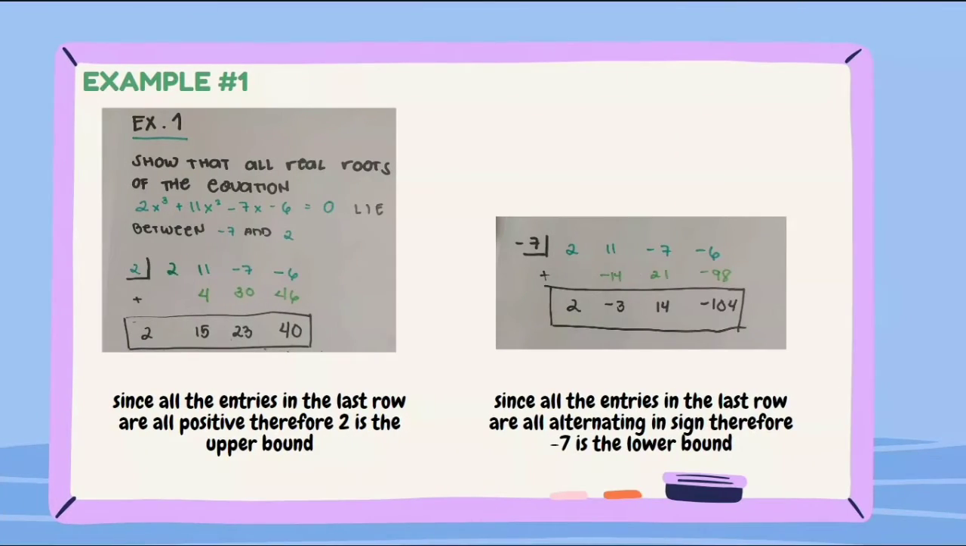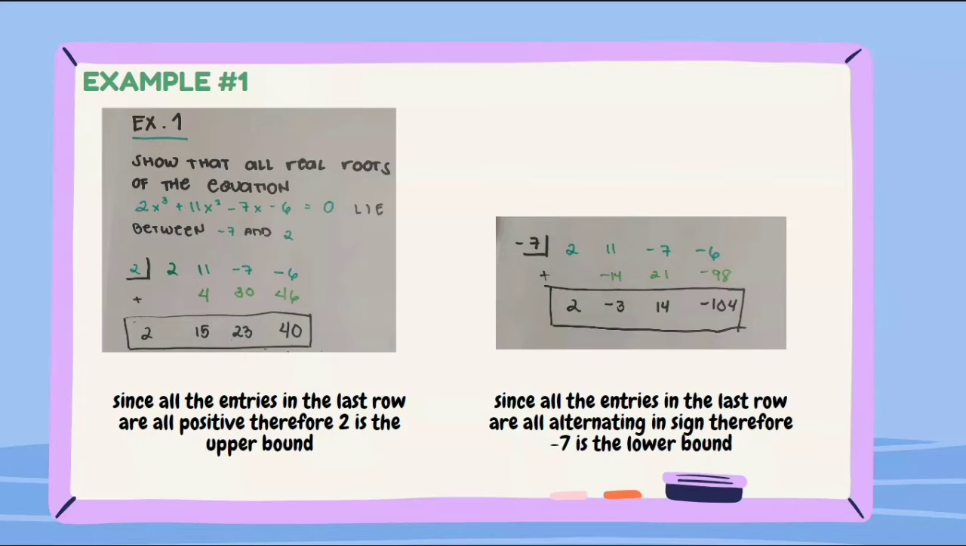Now let's have our first example. Show that all real roots of the equation 2x raised to 3 plus 11x squared minus 7x minus 6 is equal to 0 lie between negative 7 and 2. As you can see here, we use the synthetic division. The numbers inside the box are what was given in the statement, which are negative 7 and 2.